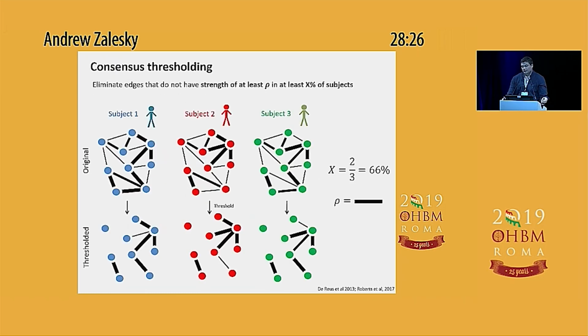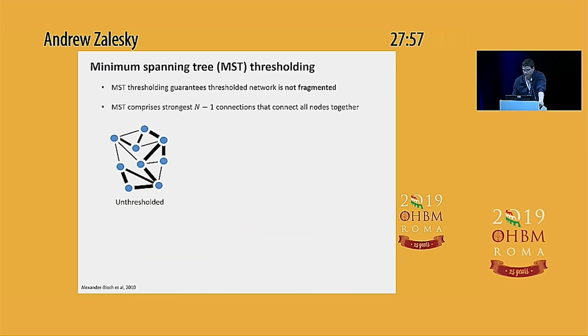This is another example of another thresholding method. So I should first say that density and weight-based thresholding are by far the most common methods for thresholding a connectome, but there are other methods that have been proposed. This is a consensus-based approach. The basic idea here is to keep connections that are consistently found across a group of individuals. The difficulty with this is that often the spurious connections are also consistently found across individuals, and therefore they can be preserved with this method.